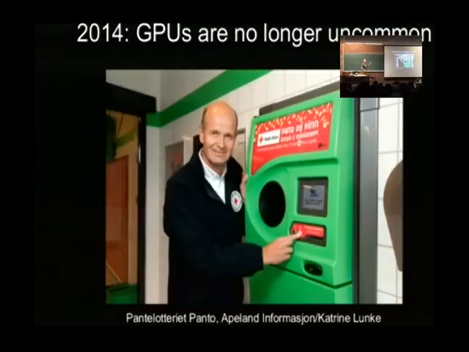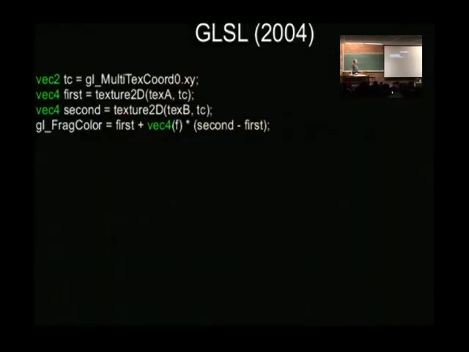And this is a bottle deposit machine. It has a GPU. So they are no longer uncommon. We should not anymore assume the user does not have a GPU. So how does one program it? This is GLSL. This is the most common shading language that you would use to program your GPU. And these are the 4 lines you need to do everything the CPU version did, with full vectorization, with full splitting, with full handling of all edge cases, yada, yada, yada.